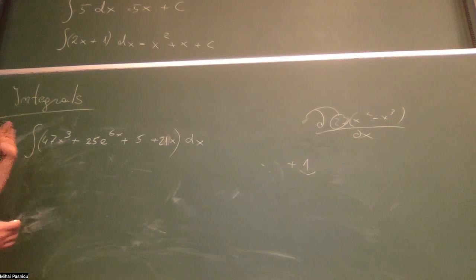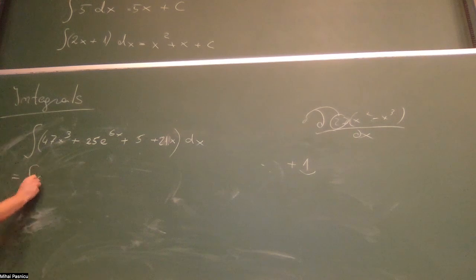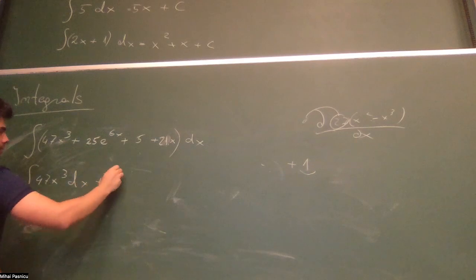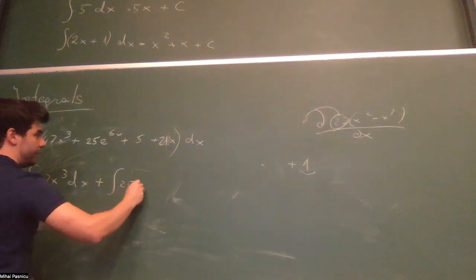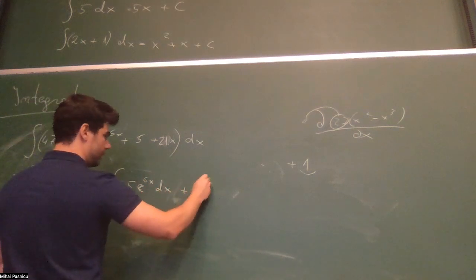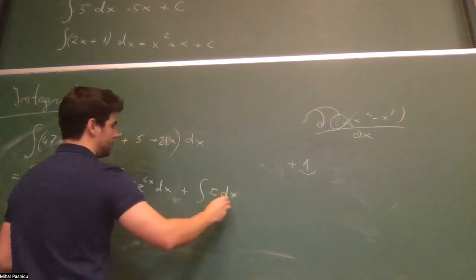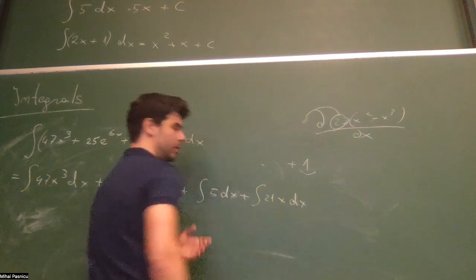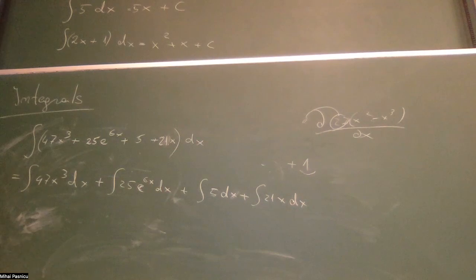Okay, so I'm just going to split it into 4 mini integrals that I'm going to solve. So I'm just going to write it as integral of 47 x to the third dx plus integral of 25 e to the 6x dx plus integral of 5 dx plus integral of 21 x dx. This would be my first step. Okay, now, my first step, I have the splitting property, the integral of f of x plus g of x. That's what I used here.